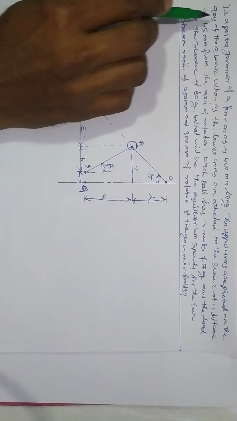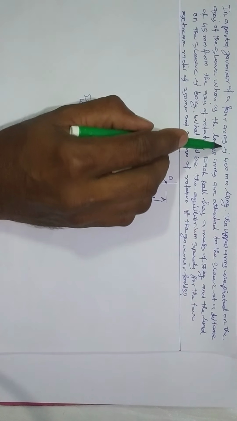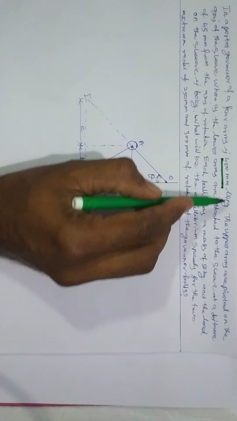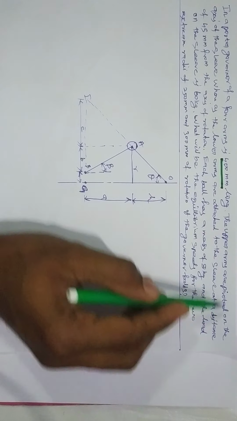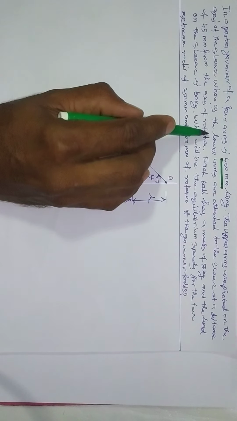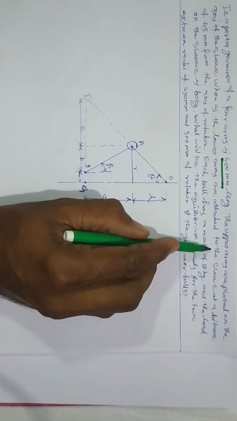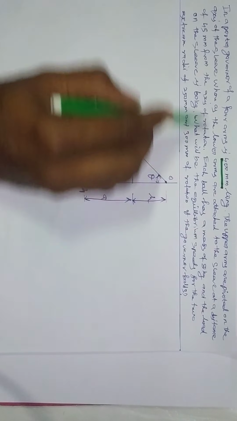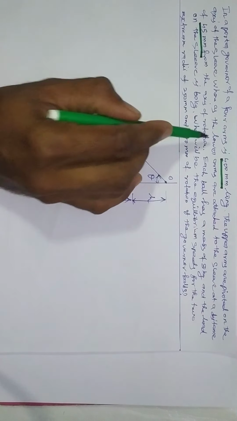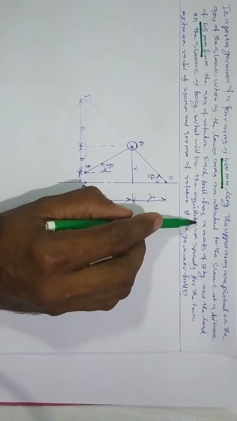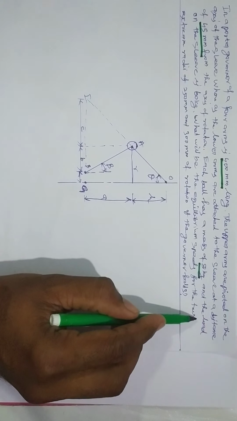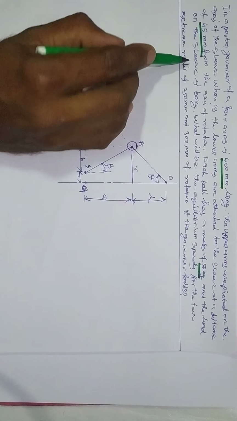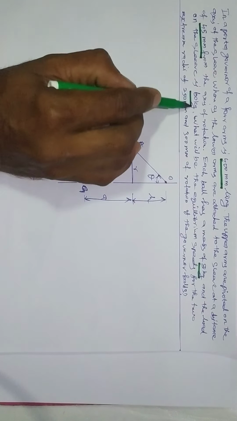You see this problem. In a Porter governor, each of the 4 arms is 400 mm long. The upper arms are pivoted on the axis of the sleeve, whereas the lower arms are pivoted to the sleeve at a distance of 45 mm from the axis of rotation. Each ball has a mass of 8 kg and the load on the sleeve is 60 kg.